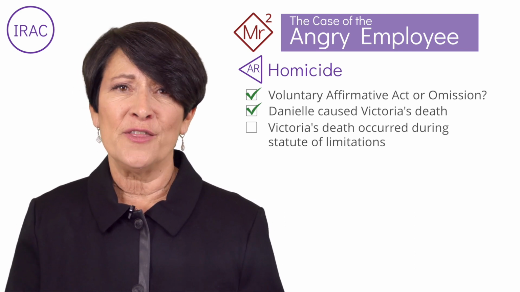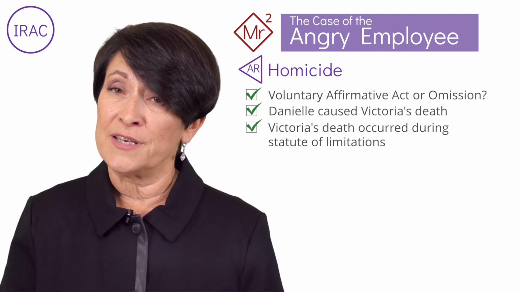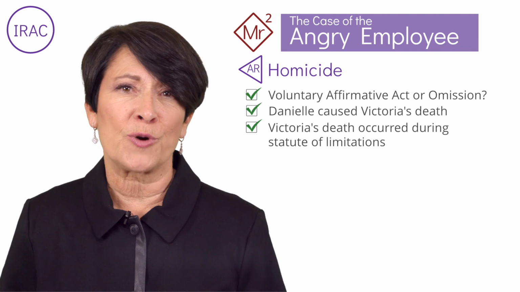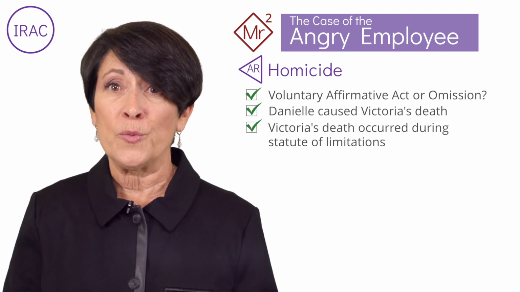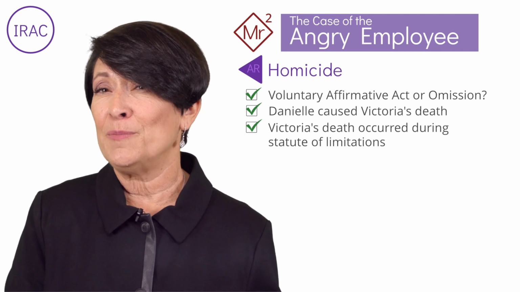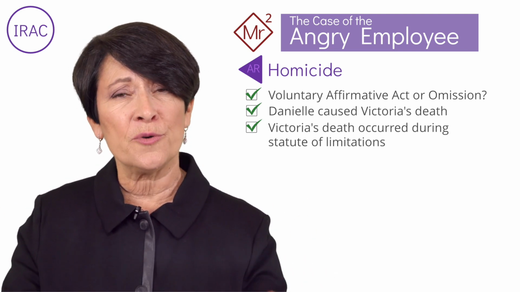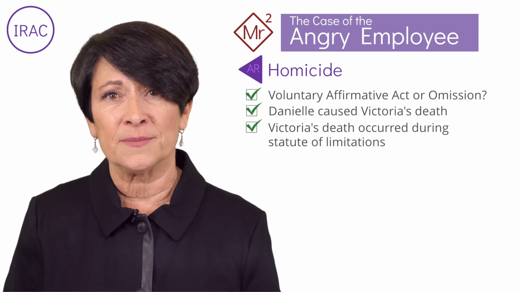And finally, the facts say that Victoria died a few moments later. Therefore, her death is during that statutorily prescribed period of time. Therefore, we can conclude that Danielle committed a homicide of Victoria. That element of homicide is not really contested here at all. We just had to go through our analytical paces.